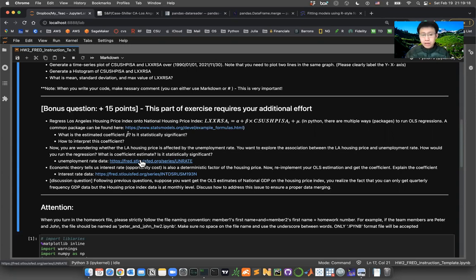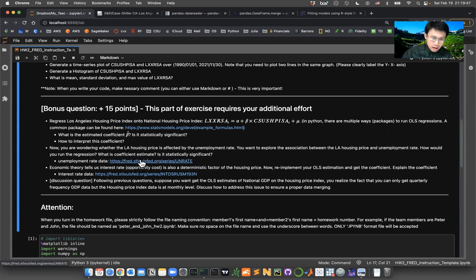So in this part, you have to grab the unemployment rate data using the pandas data reader and merge that with the housing price so that you can run a regression. Again, you want to explain to me the explanatory power of the unemployment rate and how to interpret that in the economic sense.